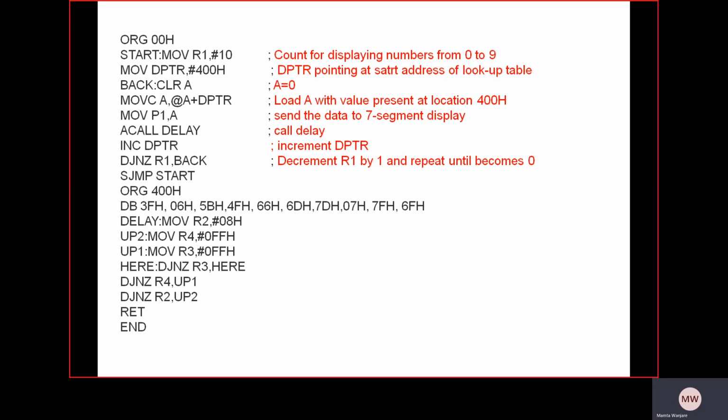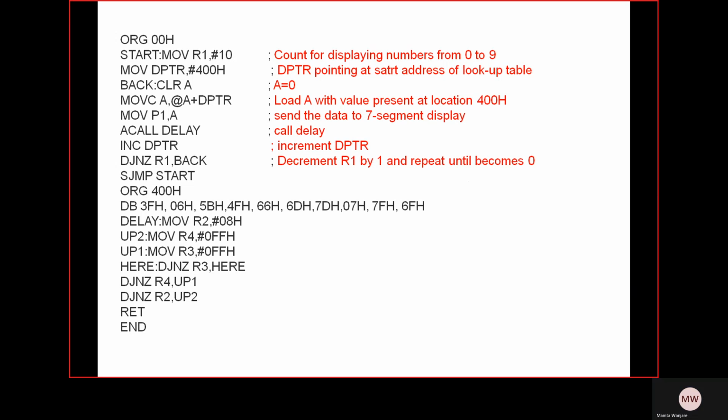MOV P1, A means send the data to the 7 segment display. Whatever is loaded into the accumulator, that data is loaded into port P1. ACALL delay. Then increment DPTR. After that DJNZ, which means decrement and jump if not equal to 0. DJNZ R1, back means decrement R1 by 1 and repeat until it becomes 0. Then SJMP, a short jump, goes to the loop start.